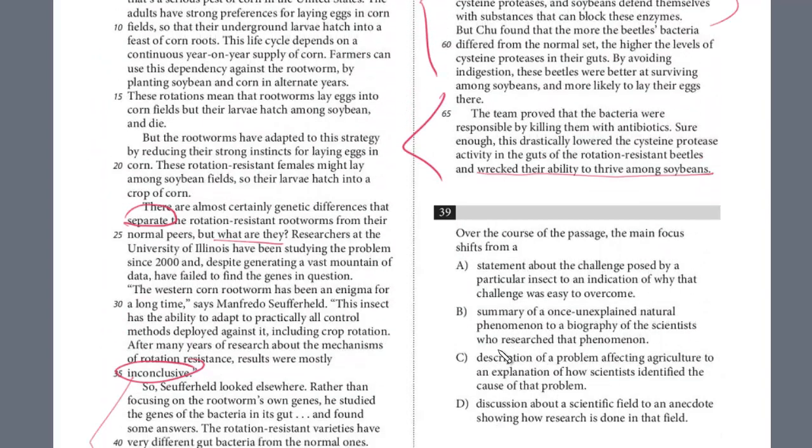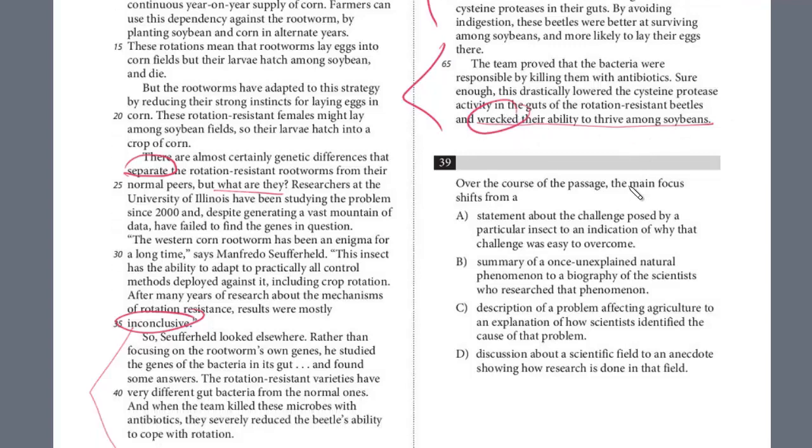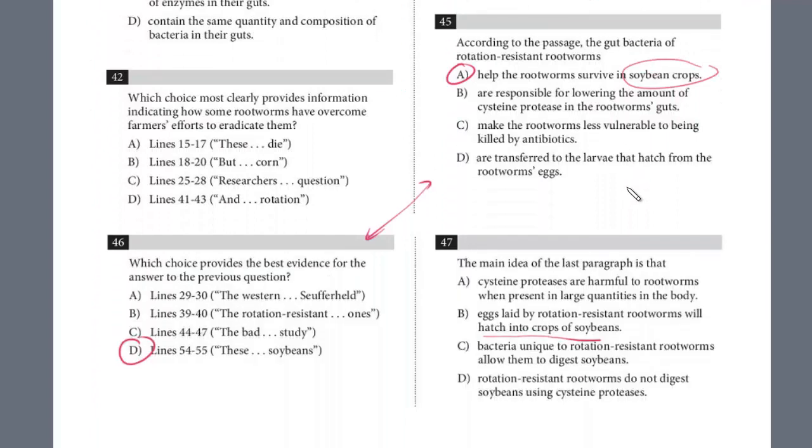This last paragraph is really just stating that it confirmed it was the bacteria because they killed it, and sure enough, this lowered the cysteine protease activity, and it diminished or wrecked their ability to thrive. And so it's got to be one of the last two. Let's take a look. Bacteria unique to the rotation-resistant rootworms allow them to digest. This looks good, right? That's just confirming. I know this is sort of indirect because they killed the bacteria with antibiotics, but it prevented them from being resistant anymore. And so this is a true statement.